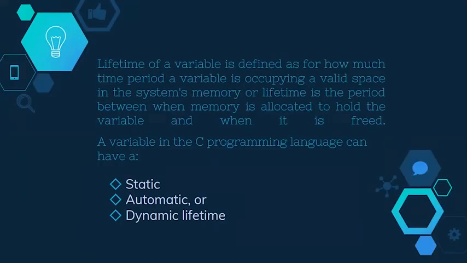So, lifetime of a variable is defined as for how much time period a variable is occupying a valid space in the system's memory, or lifetime is the period between memory is allocated to hold the variable and when it is freed. So a variable in the C programming language can have a static, automatic, and dynamic lifetime.